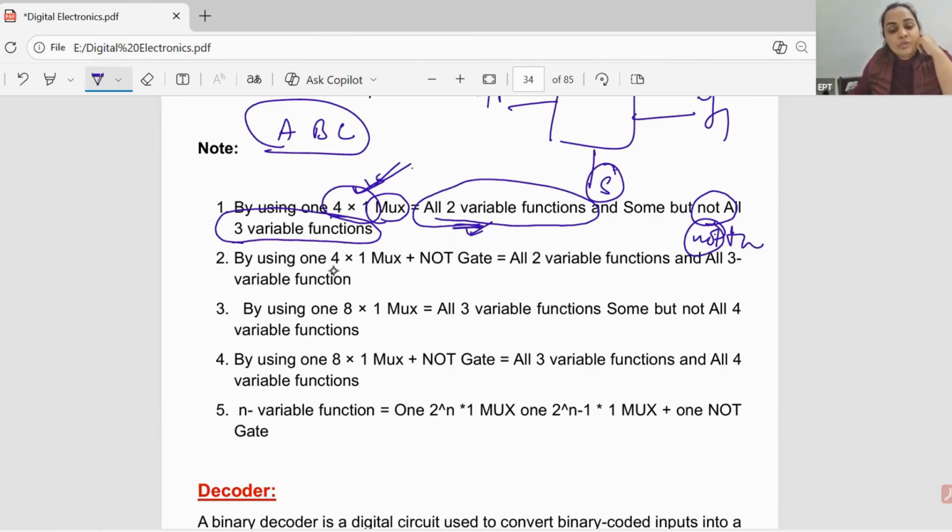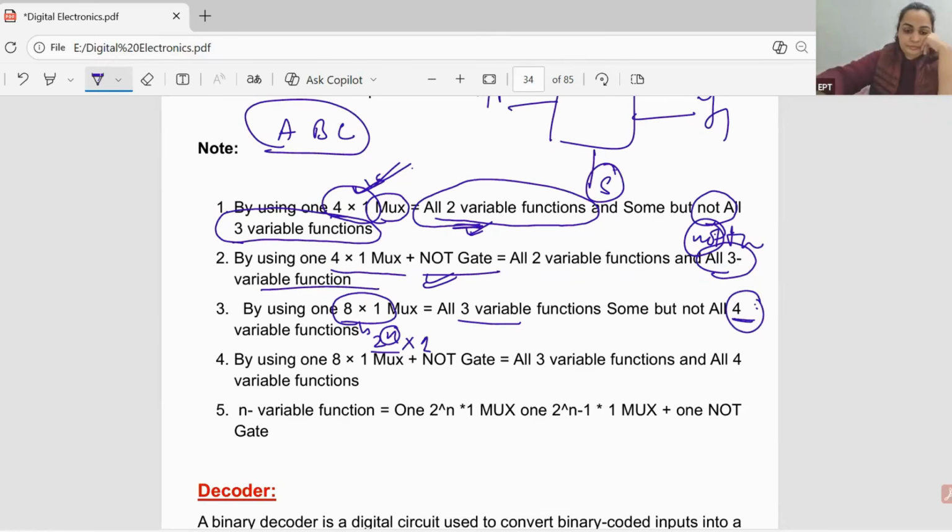Okay, and if you want to implement a 4 to 1 mux using, and you are available with one NOT gate, then you can implement all three variable input functions. If you have a three variables problem, then you can implement the function. Similarly for 8 to 1, so this is 2 raised to power n cross 1, no? So you can implement all the three variable functions, but not all four variable functions, right?